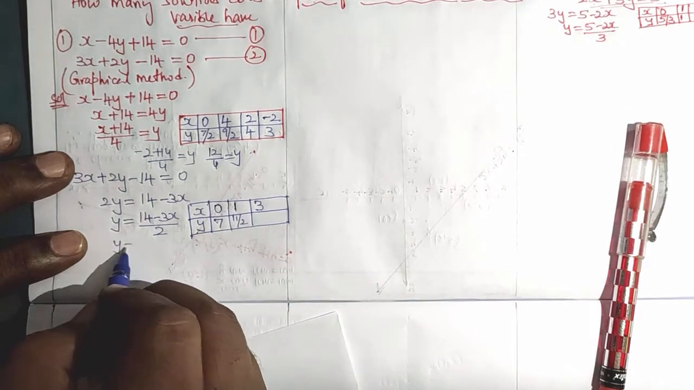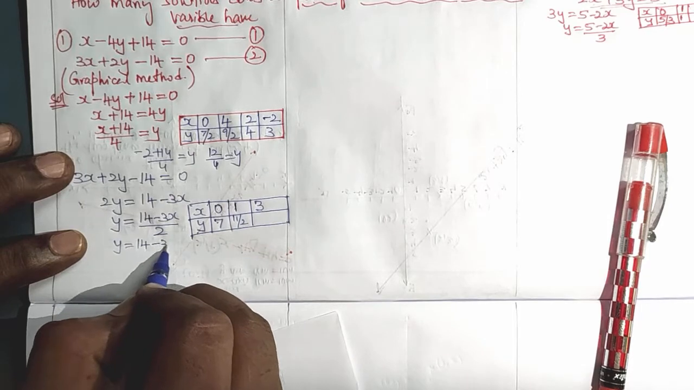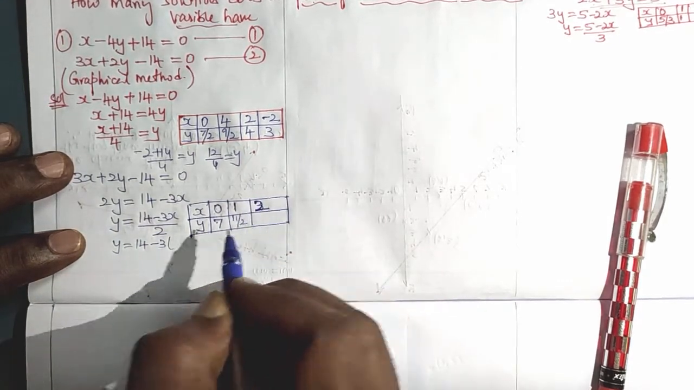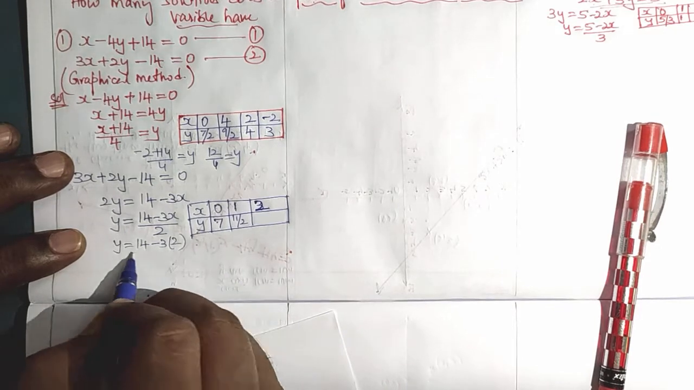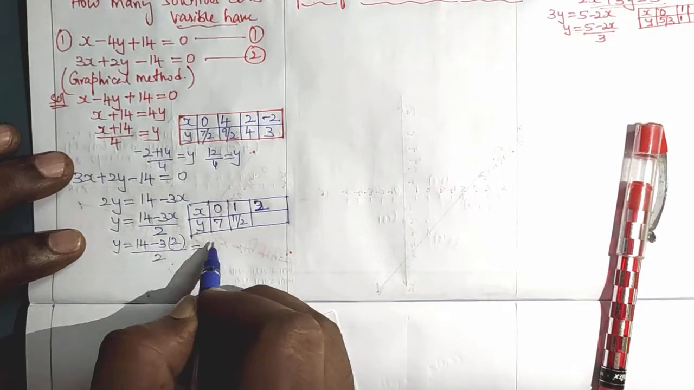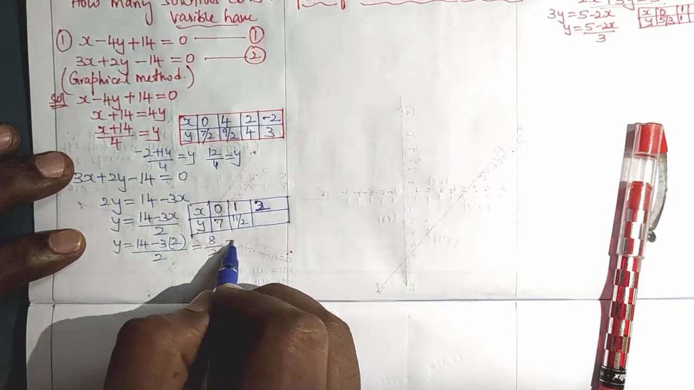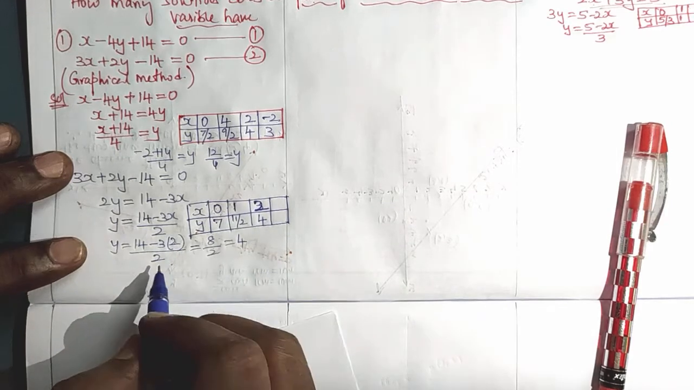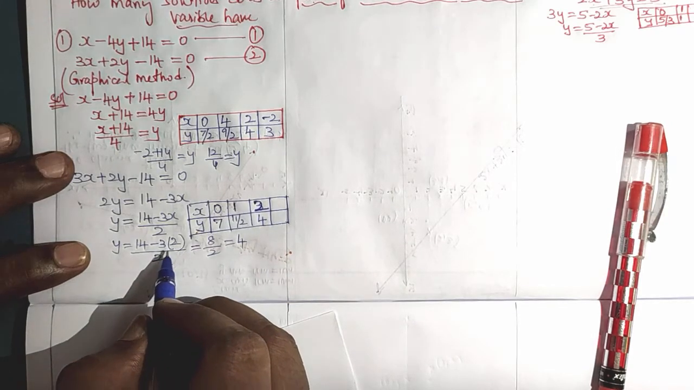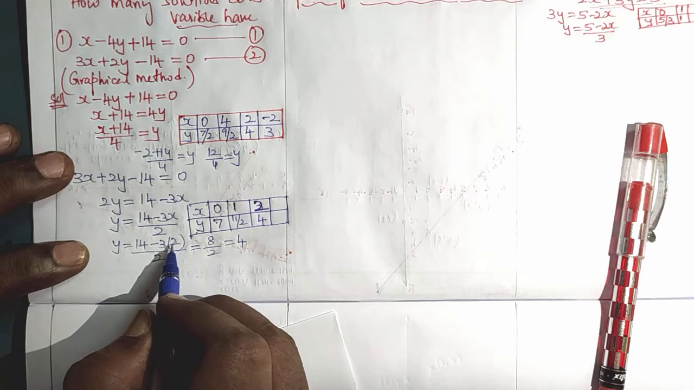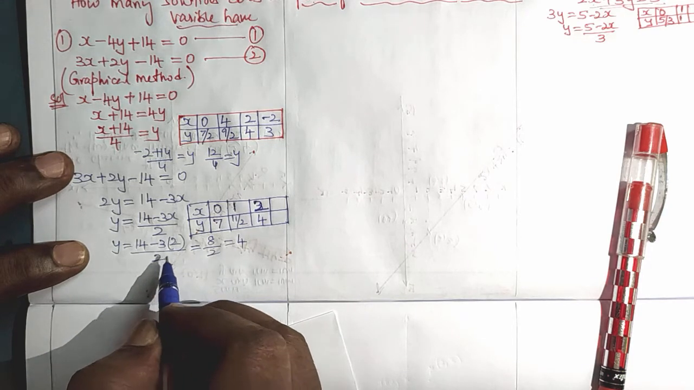So y is equal to 14 minus 3 into, I will take 2. So x is 2 means 3 twos are 6. 14 minus 6 is 8. 8 by 2 is 4. So I got the value (2, 4). Let me take another value. If I take 3, 3 threes are 9, 14 minus 9 means 5 by 2.